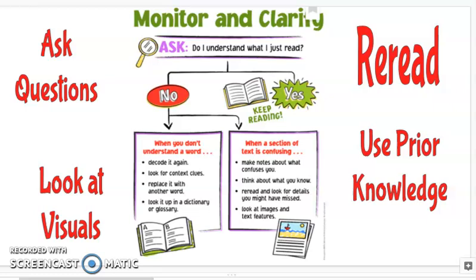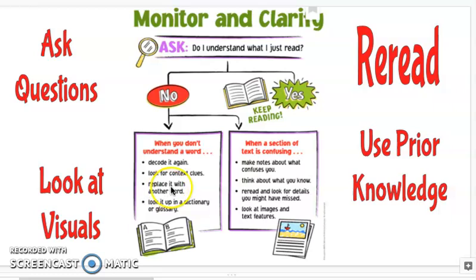Well, is the reason you don't understand it because you don't understand what the word means? If you don't understand what the word means, then you're going to take some steps. You're going to try to decode it, break it down, break it into smaller chunks that you know already. You might look for context clues, read all the words around it. Do the words around it help you understand what you just read?